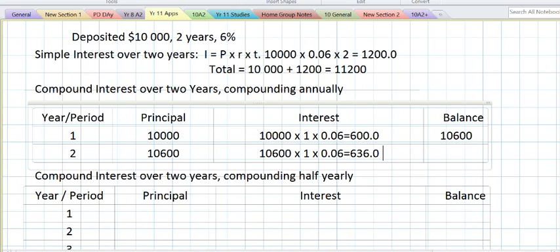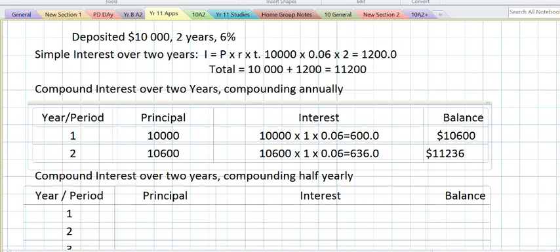earns you an interest of $636, giving you a total of 11,236. Thank you. 11,236. All right.